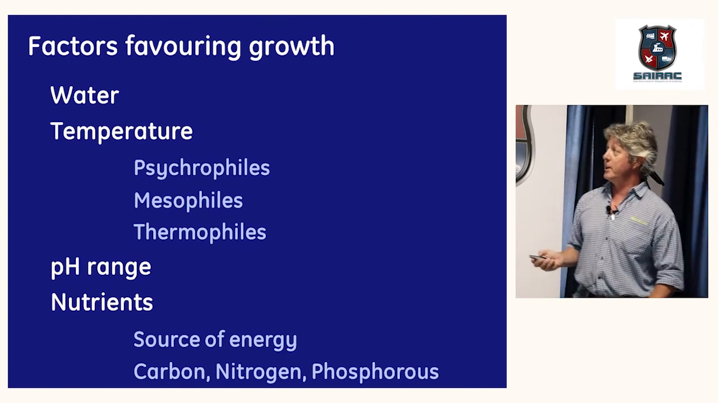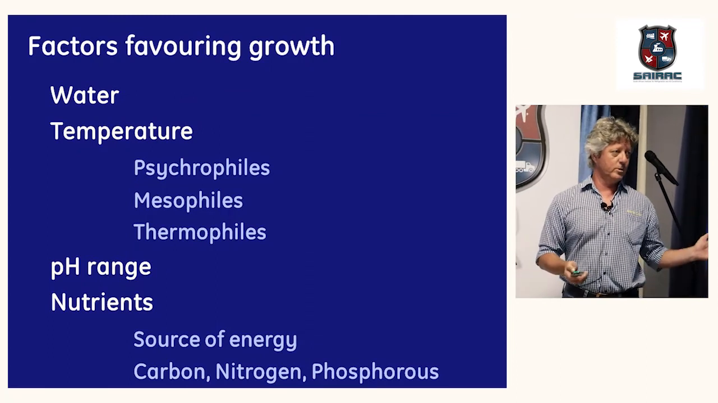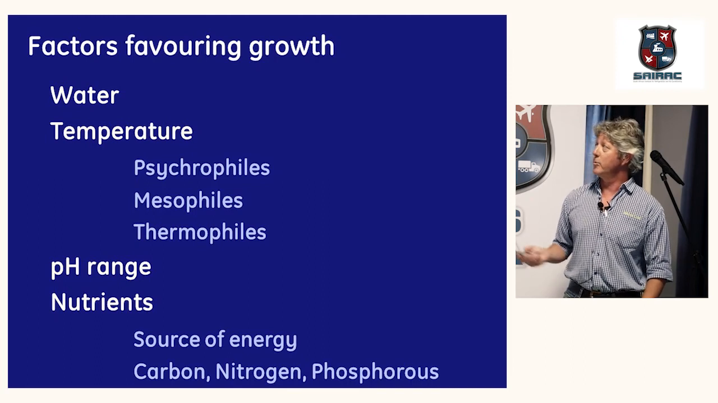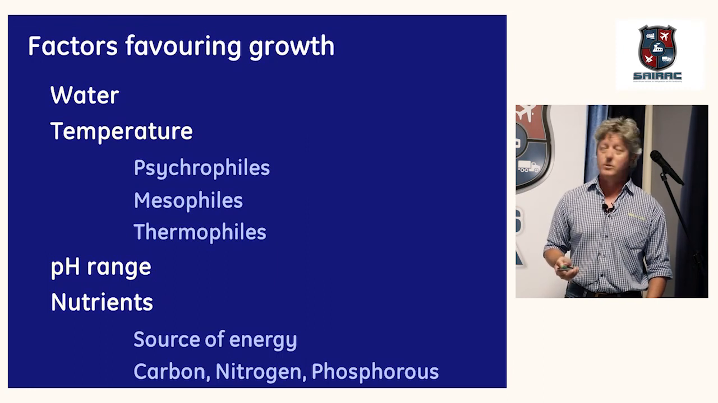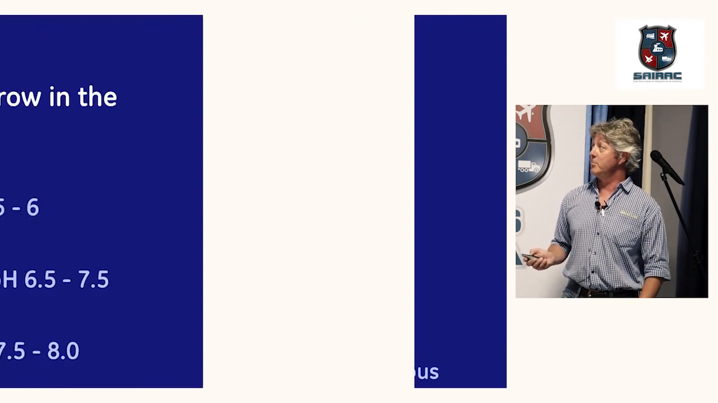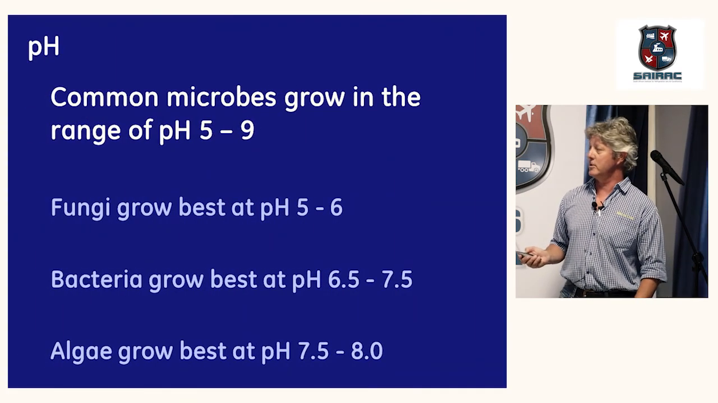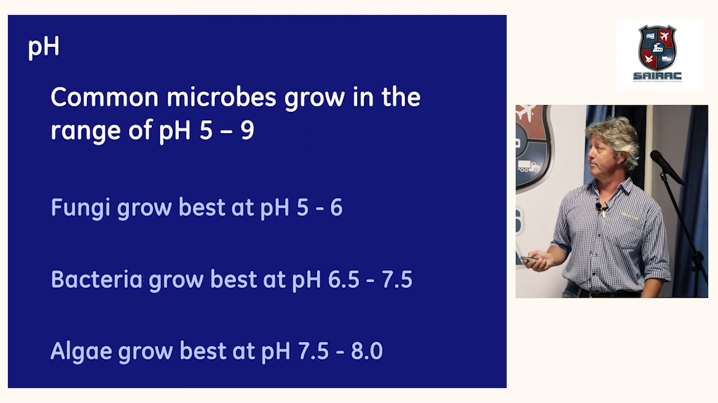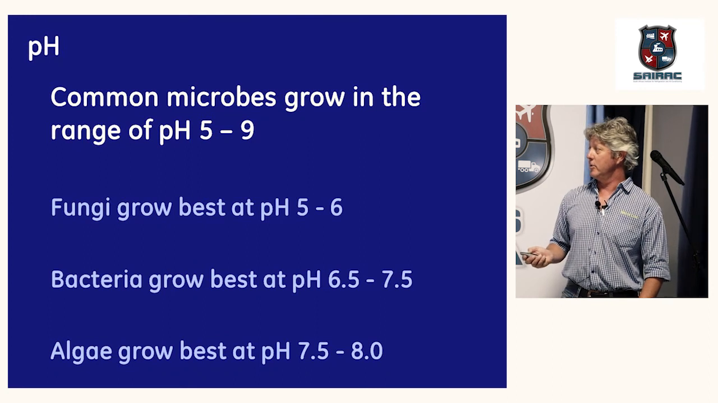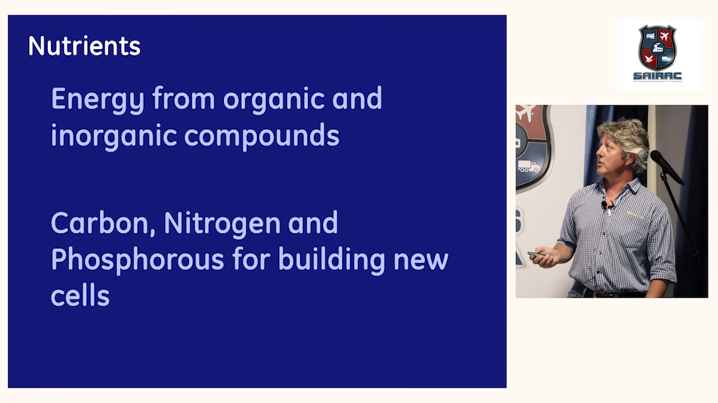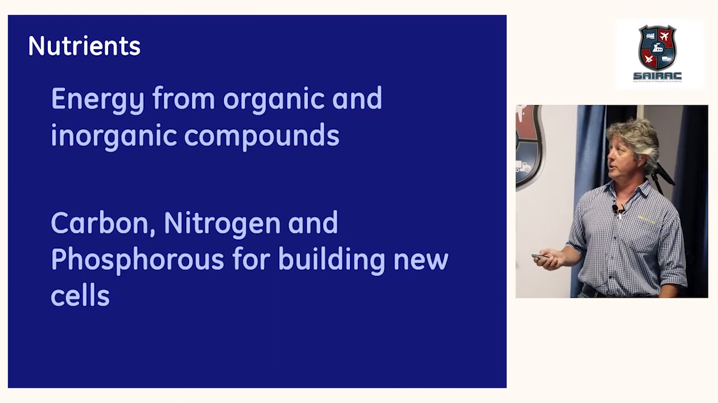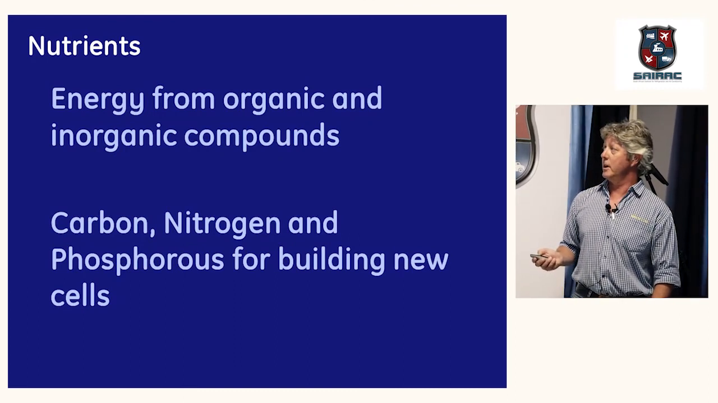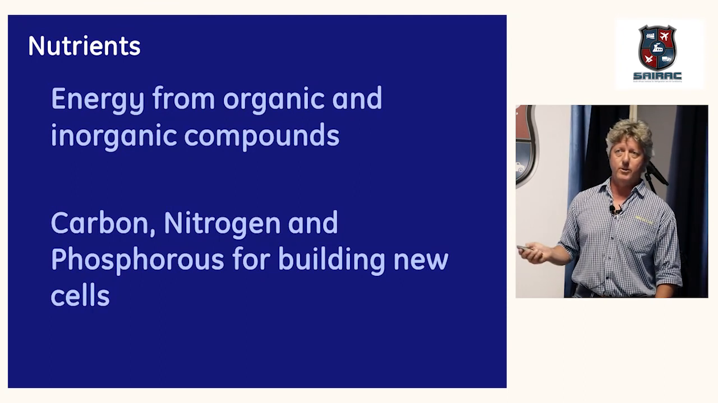Common microbes grow in the pH range of 5 to 9. This is the normal type of water that we introduce into our plants and that we have to adapt in order to get to the correct pH to get the best efficacy of the biocides that we introduce. Fungi grow best at pH 5 to 6, bacteria at 6.5 to 7.5, algae at 7.5 to 8. Nutrients are energy from organic and inorganic compounds, which get introduced via many streams. Carbon, nitrogen, and phosphorus are also used for building of new cells. So if you have a lot of that in your system, you will definitely have a problem microbiologically.